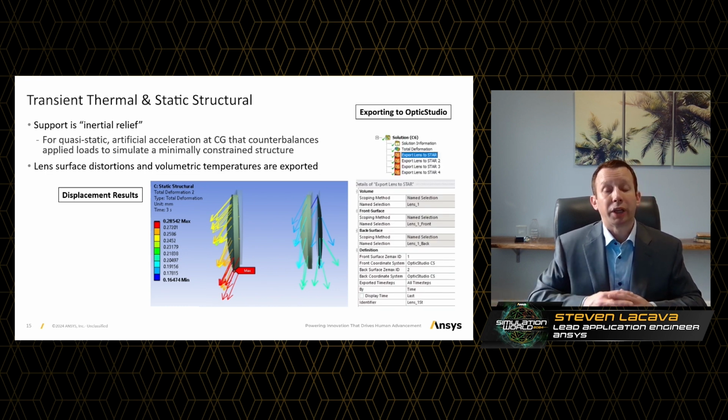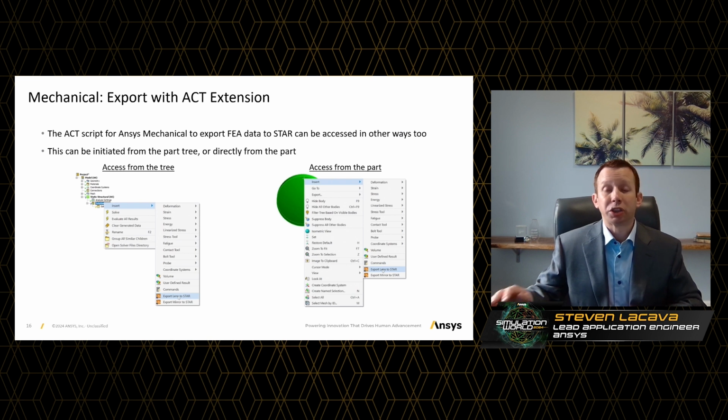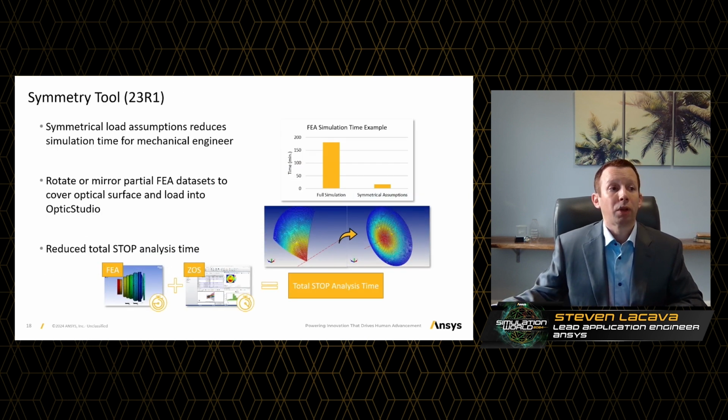The other nice thing with leveraging Ansys Mechanical is we have an ACT script that was created for it, which allows us to export that data in a format that Optics Studio will actually recognize. You can go ahead and specify the time steps, where you want it saved, what you want it named, etc. And it's as simple as right-clicking on the part tree or the part itself, and you simply click Export to STAR. And that will allow you to bring it into the system.